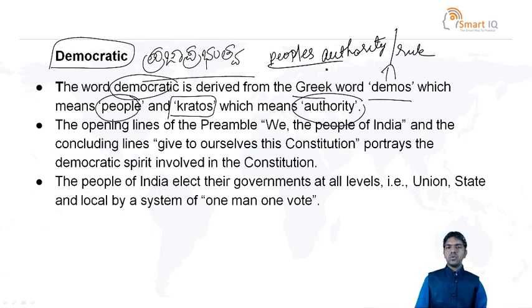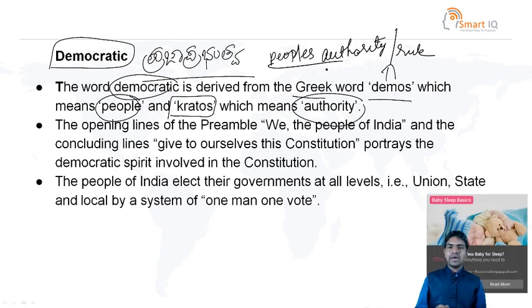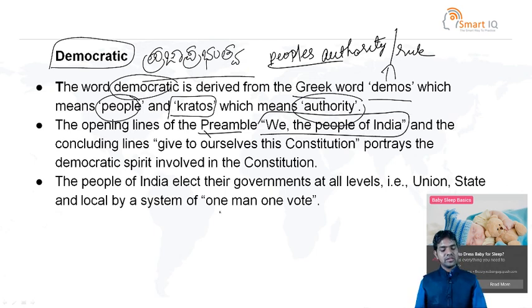Once again, the word democratic is taken from the Greek words demos and kratia. Demos means people and kratia means authority. The opening lines of the preamble talk about "We, the people of India", and the concluding lines say "give to ourselves this Constitution". This means the Constitution is dedicated to the people of India, and the main authority of the Indian Constitution is the people of India.